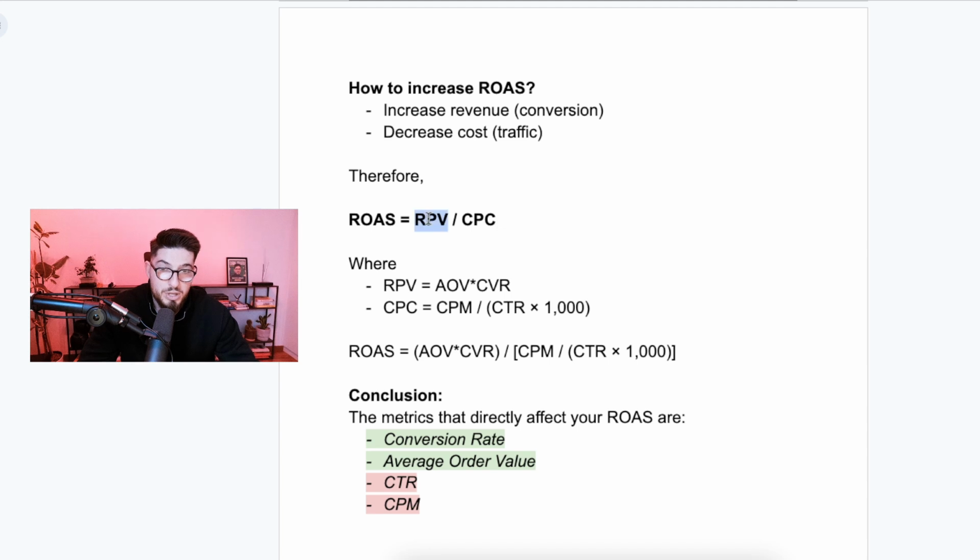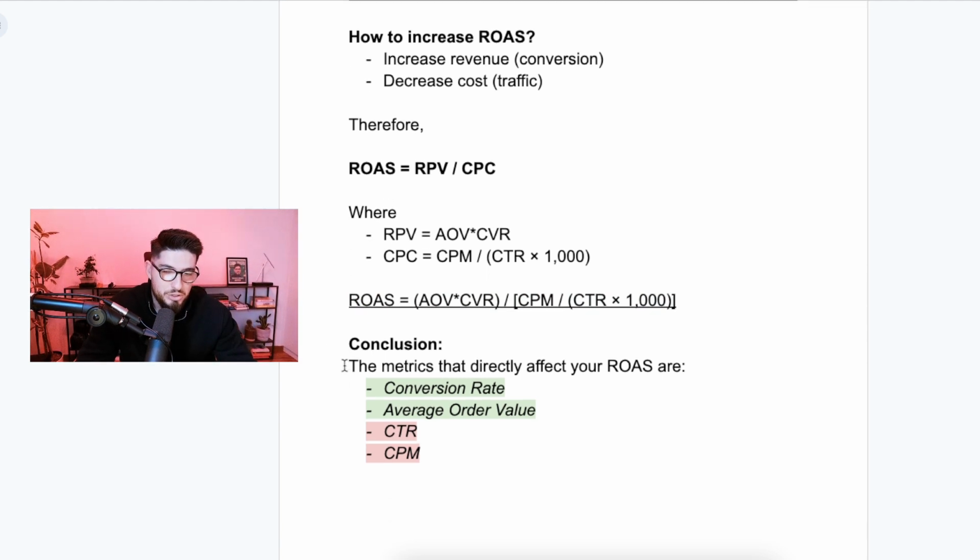That's it. So how much do I make per visit? How much does each visit cost me? To increase the ROAS, you want to increase revenue metrics, conversion metrics, or you want to decrease cost, traffic bottlenecks. Okay? Oi, that was a spoiler. Anyways, revenue per visit is AOV times conversion rate, and CPC is CPM divided by CTR times 1,000. So ROAS becomes this long little thing that you don't even have to learn. As a conclusion, the metrics that directly affect your ROAS are conversion rate, average order value, CTR, and CPM.